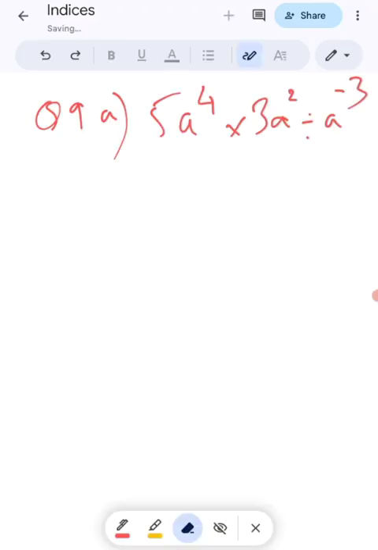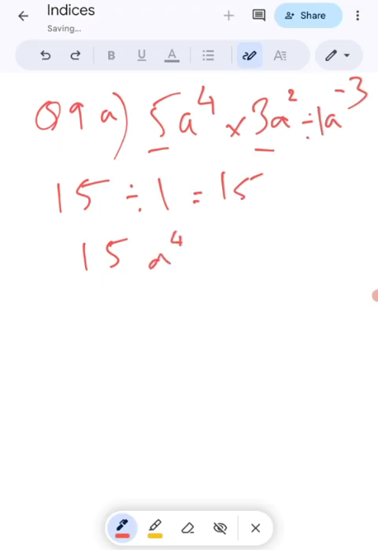Okay, so we are having this question. Let's start solving it. So 5 will be multiplied with 3. 5 multiplied by 3 is 15, and divide by, do we have a number? No, we don't have a number here, so we can put a 1 always. So 15 divided by 1 is 15. Now we have solved the numbers, right? So we can write it as it is. Let's talk about the powers now. A4, the first power, writing it as it is.